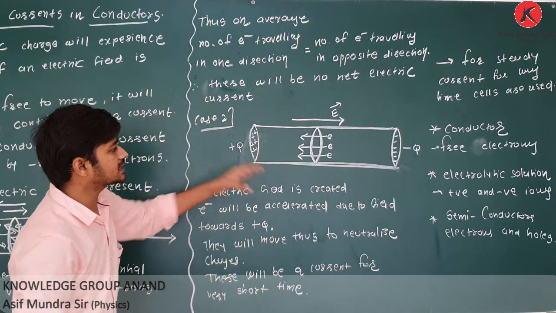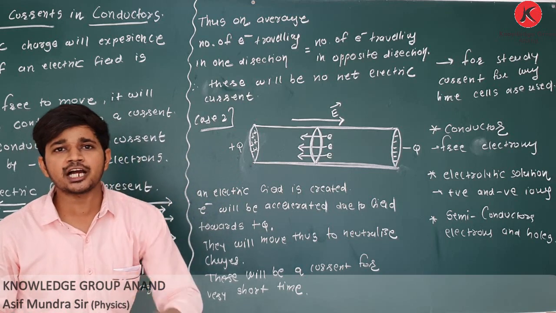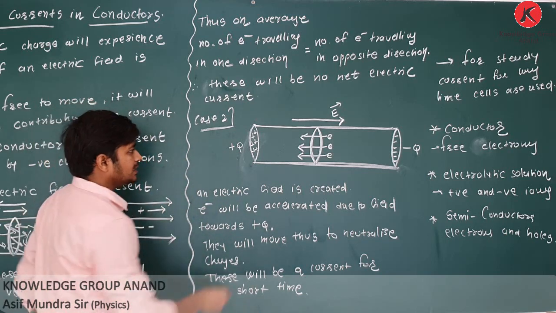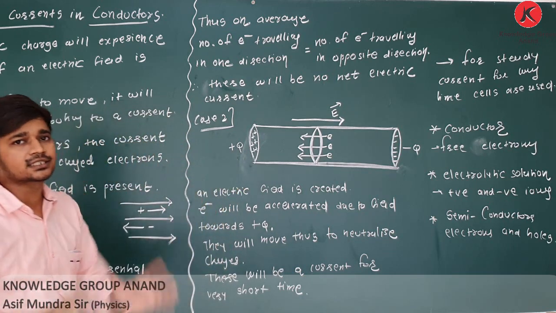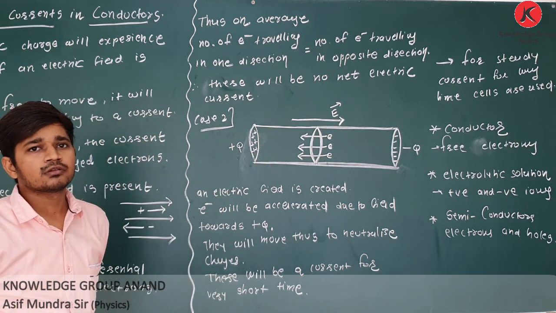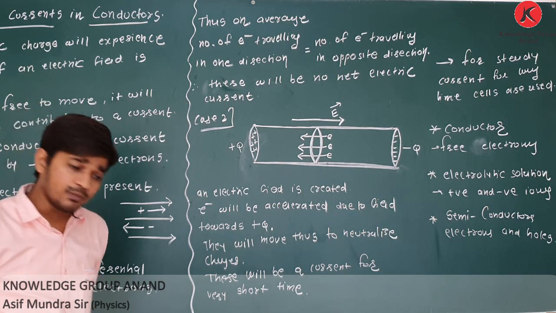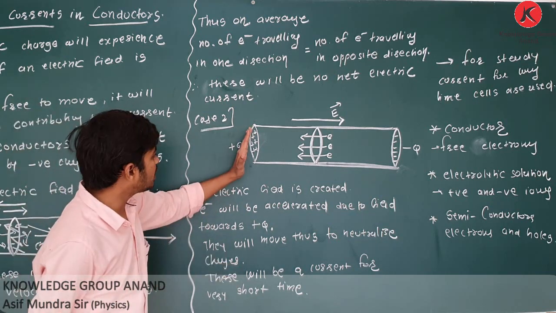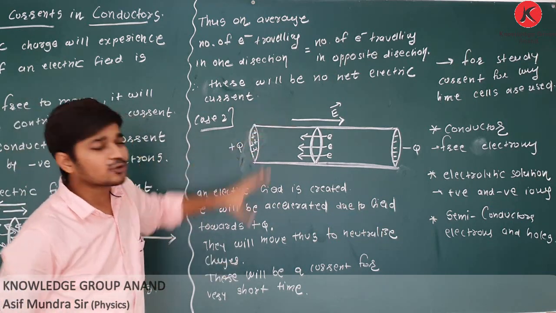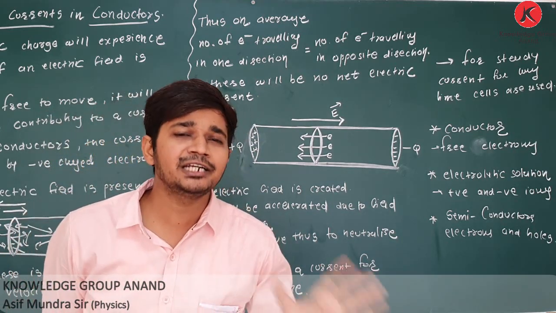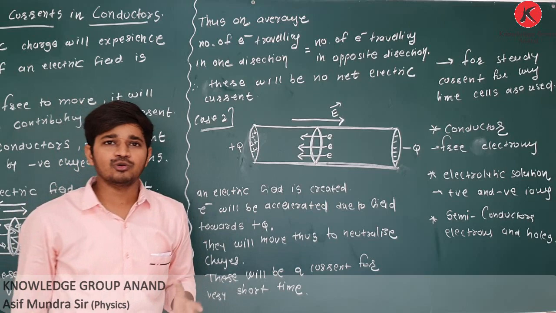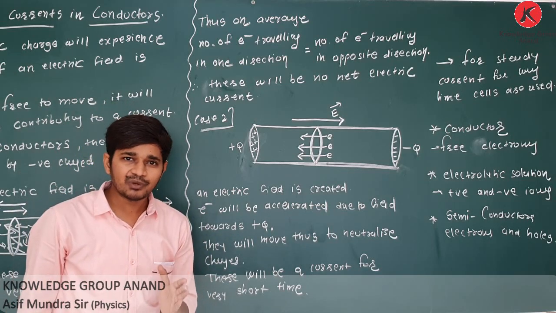And yes, this current will be for a very short time. Very short time means once these electrons neutralize this positively charged disc, current will be 0. Because again, if there is no positive charge, the electrons will perform random motion, and random motion means current will be 0. Clear about this?